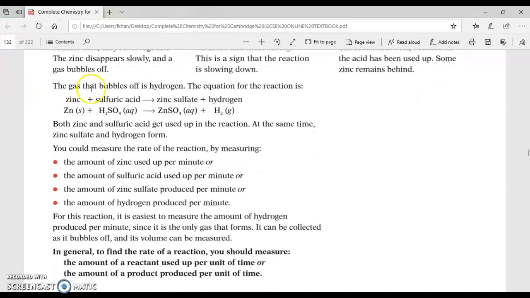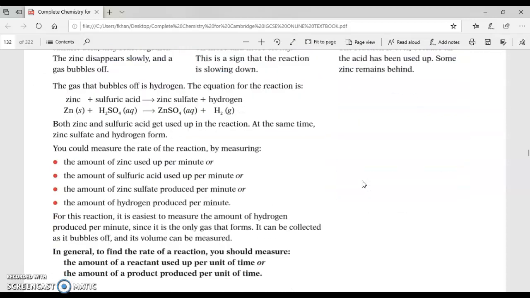Here's a lovely word equation to summarize that. Zinc plus sulfuric acid forms zinc sulfate plus hydrogen, the gas coming off is hydrogen. There's your balanced equation as well, with solid, aqueous, and gas states. Both zinc and sulfuric acid get used up in the reaction. At the same time, zinc sulfate and hydrogen form. Now, what we could do is measure 4 things.